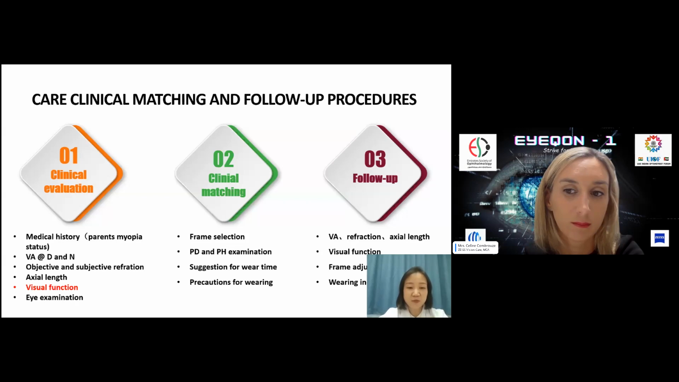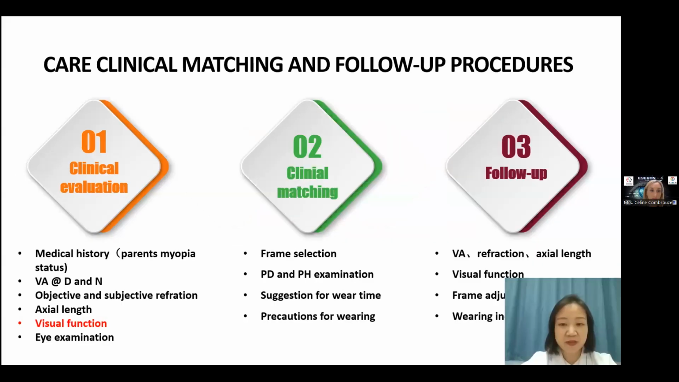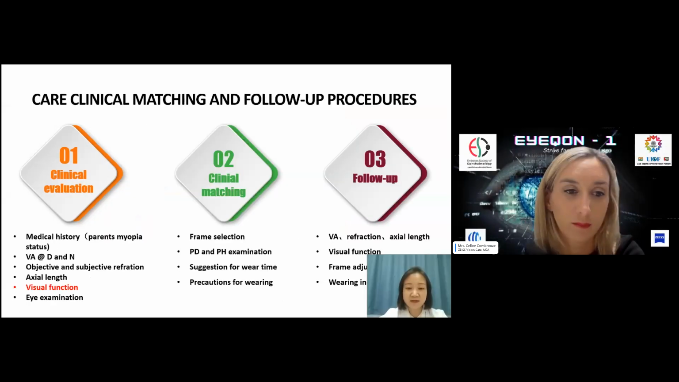The first step, we performed clinical assessment, including medical history. During the history-taking process, we inquired about the parents' myopia status to confirm if there are any genetic factors related to myopia. We then proceed to evaluating the patient's visual acuity, conducting both subjective and objective refraction tests. To monitor the progression of myopia, it will be important to measure parameters such as axial length and other biometric parameters of the eye.